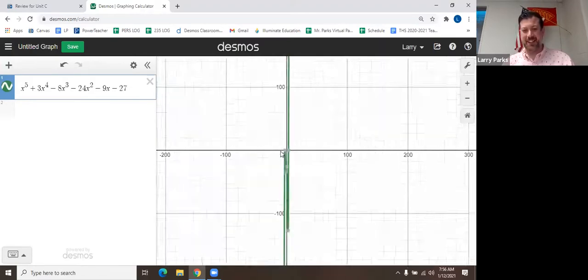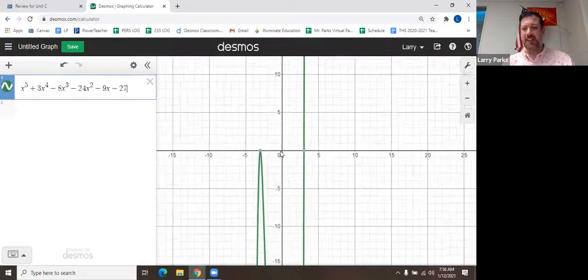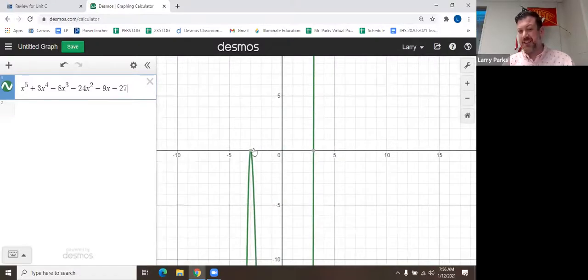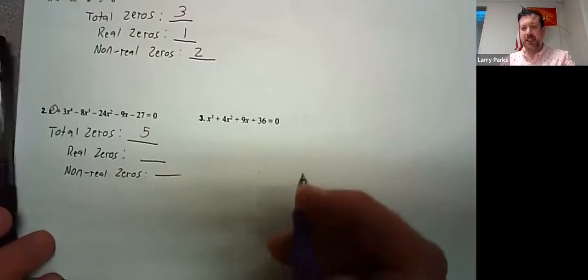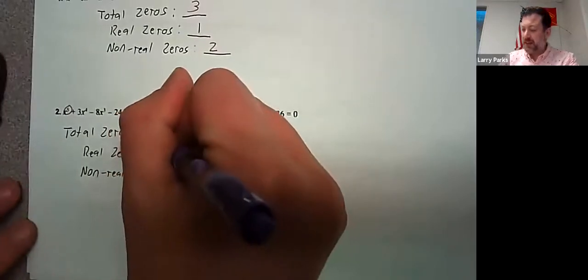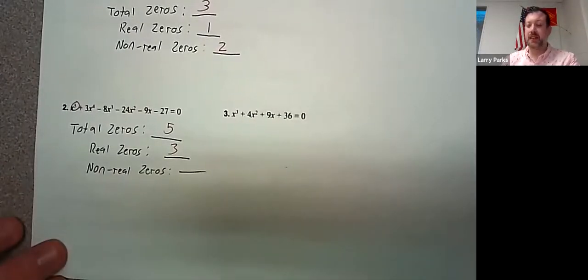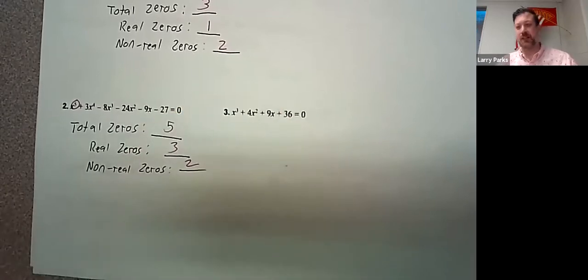So looking at the picture, I like to zoom in and out. So we have one real here. This is a bounce. So we count that as twice. So we have 2 real, 1 real. That makes 3 real, but I need 5 total. That means the other 2 are imaginary. So I got 3 real, 2 imaginary. So on my paper, because of that bounce, we count it twice. I would say 3 real and then 2 imaginary, or complex, or non-real, all the same thing.